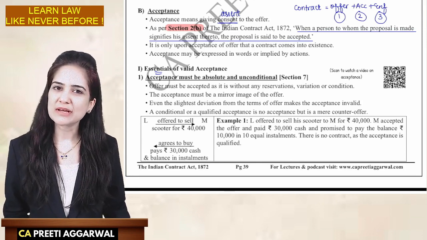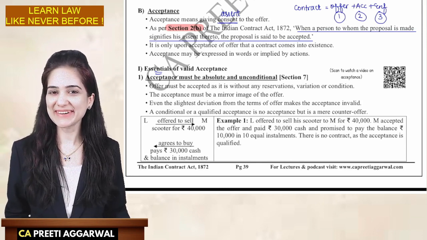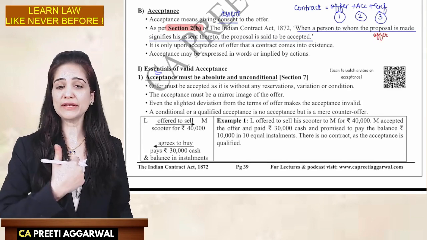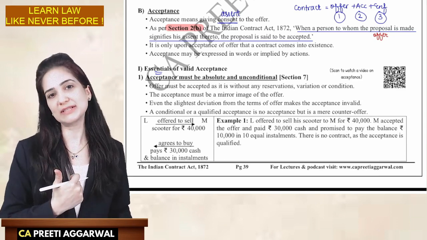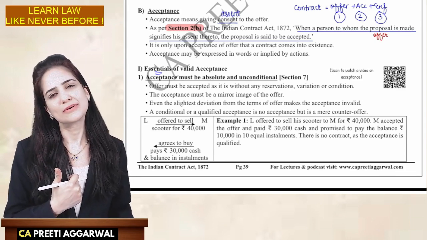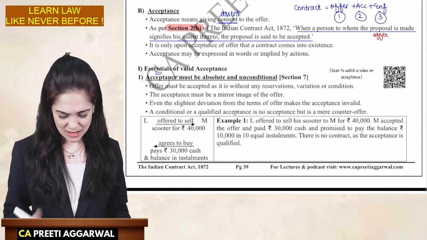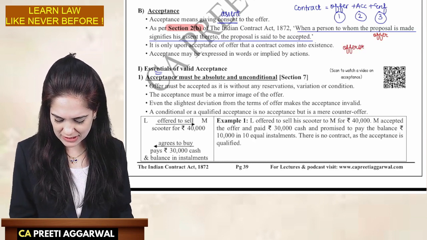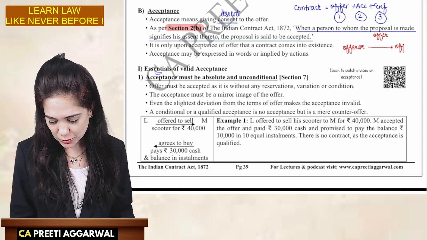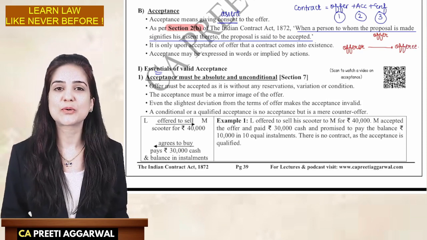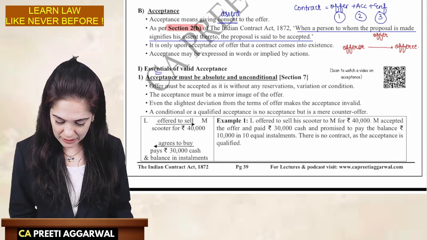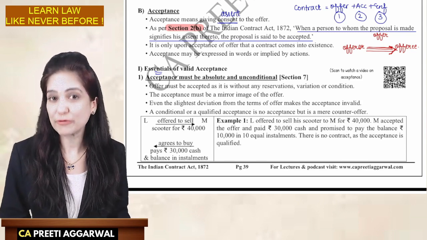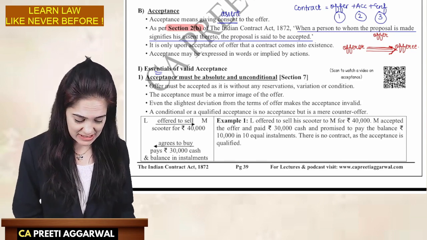What is the meaning of proposal? We had discussed this, do you remember? Very good, students. Proposal means offer. When a person to whom the proposal is made, they are talking about offeree. Do you remember we had discussed the person who gives the offer is known as the offerer, and the person to whom the offer is given is known as the offeree. So when a person to whom the offer is given, that is, the offeree, signifies his assent. What is the meaning of signify?